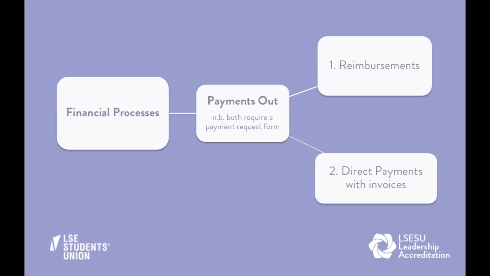The second way is direct payments. So if you don't want to pay for something yourself and get reimbursed later, we can pay directly to the company that's charging you from your society bank account. But in order to do that, we need an invoice. So if you get the supplier to give you an invoice, again, attach it to a payment request form, and then leave it with us in the ARC, we will pay them direct.